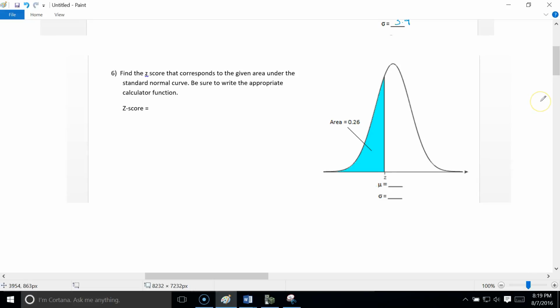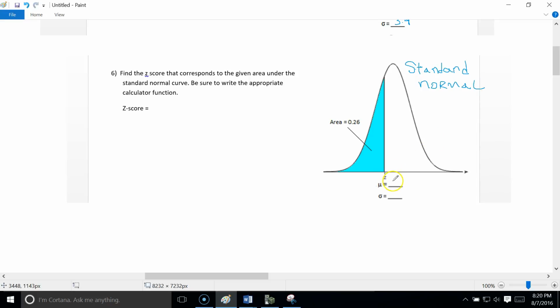Okay, number 6. It says find the z-score that corresponds to the given area under the standard normal curve. Be sure to write the appropriate calculator function. Okay, well, a little redundant here that I labeled it as the z-score as well as the standard normal curve. Also over here on the graph, if you notice, it's got the letter z on there. So all those should be a clue that this is the standard normal distribution. So we should label it.